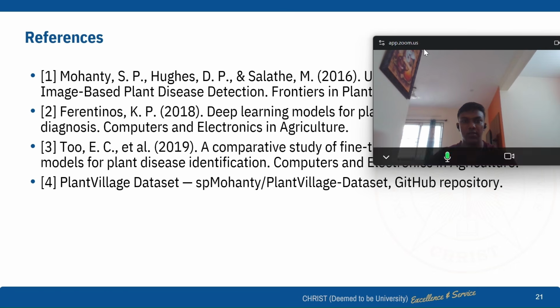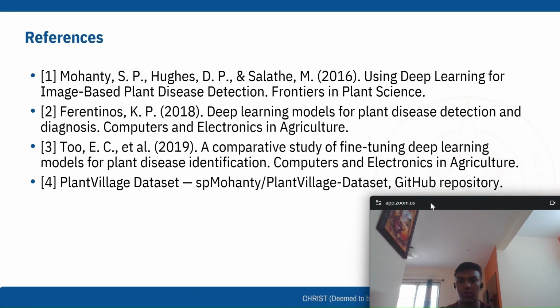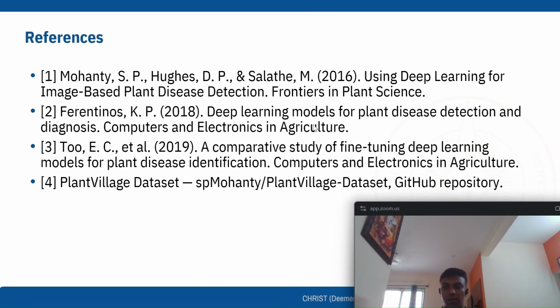Moving on to the references, these are the major papers and the PlantVillage dataset that we referred to while developing our methodology and understanding existing CNN-based approaches for plant disease detection.